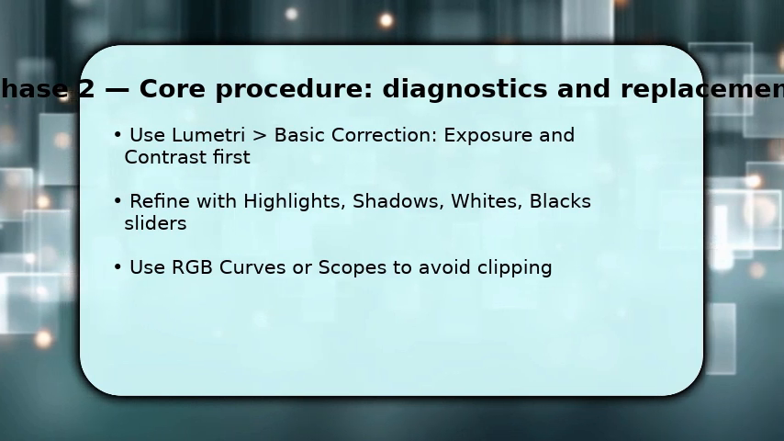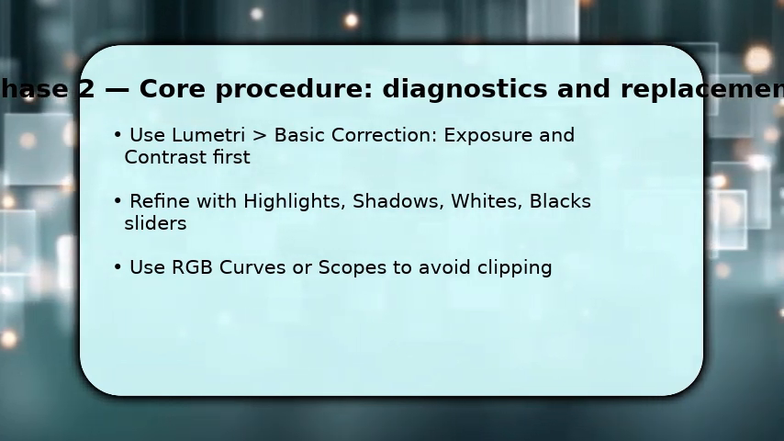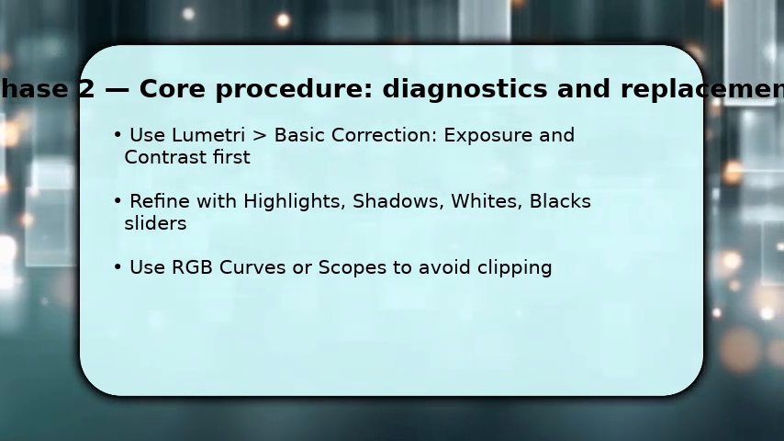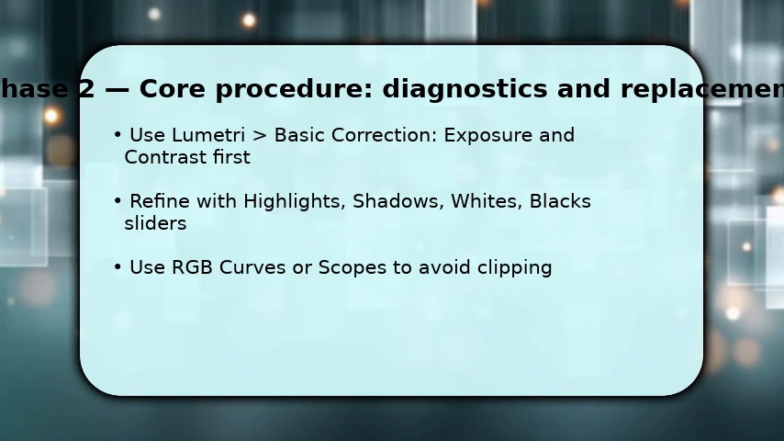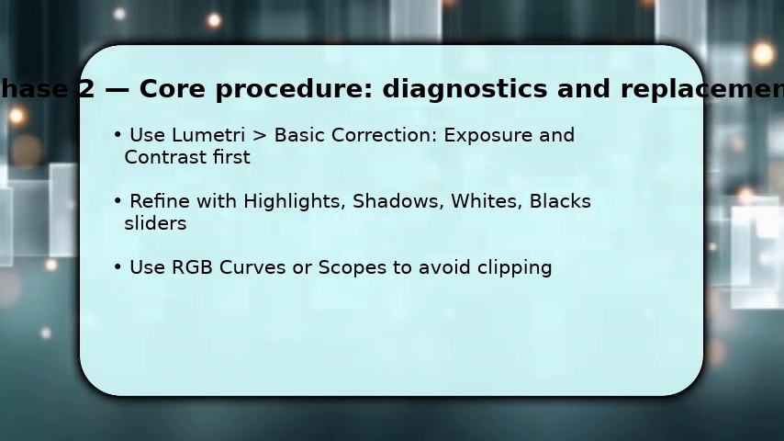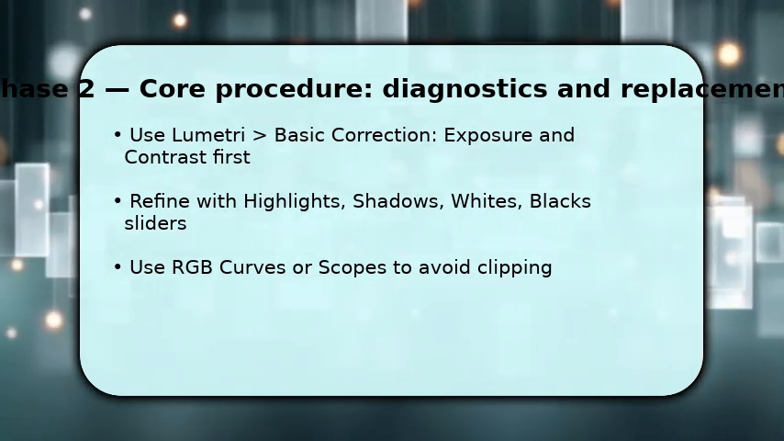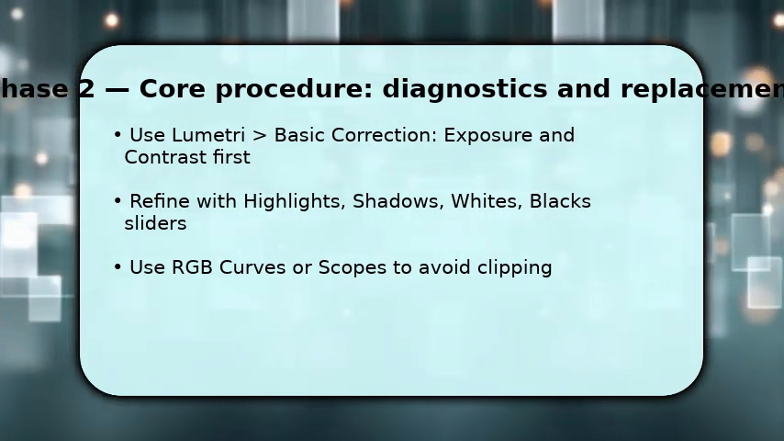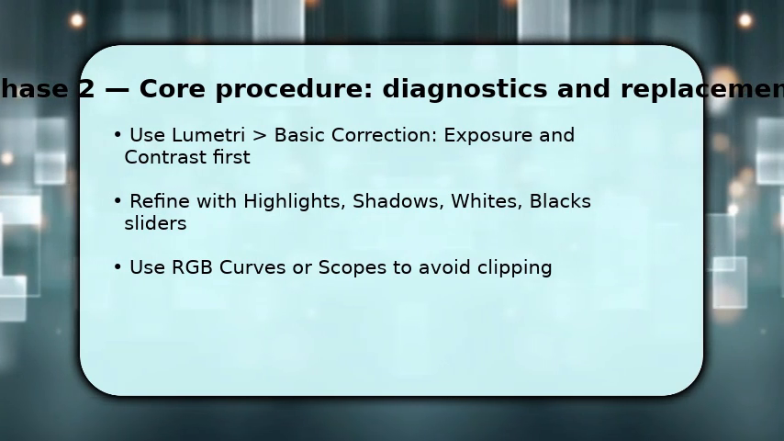Next, refine using highlights and shadows. Bring highlights down to recover bright detail, lift shadows to reveal shadow information. Use whites and blacks to set true end points while watching the waveform. Keep values from hitting full 100% clip. If needed, open the RGB curves and pull a gentle S-shape for perceived brightness.